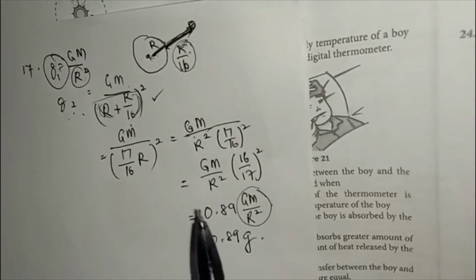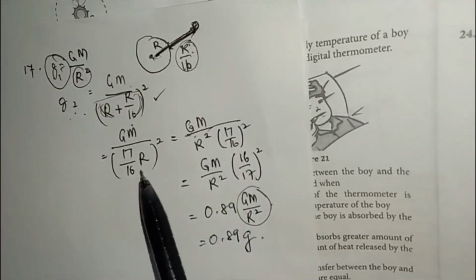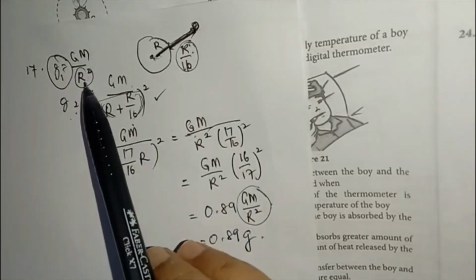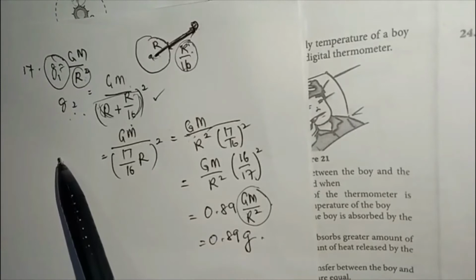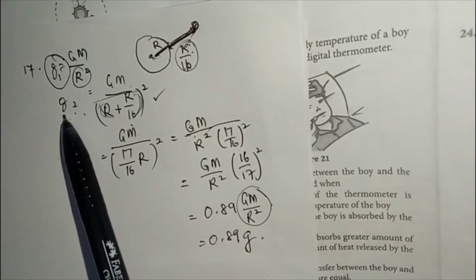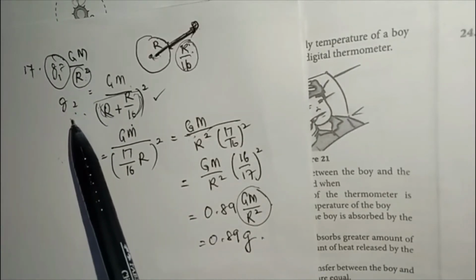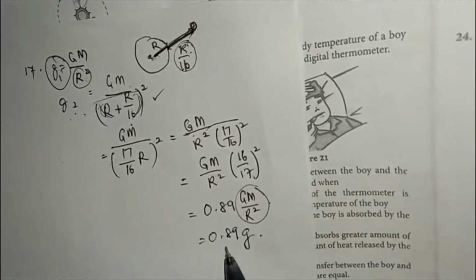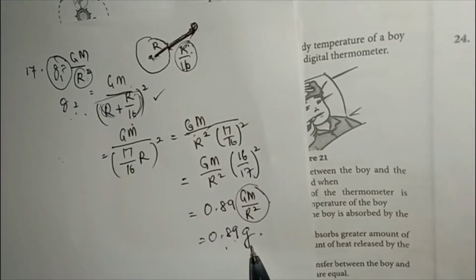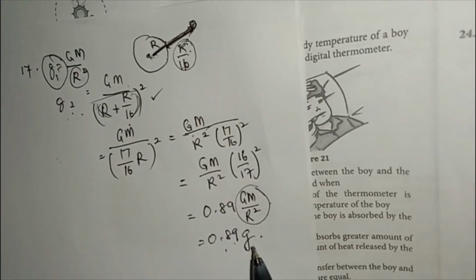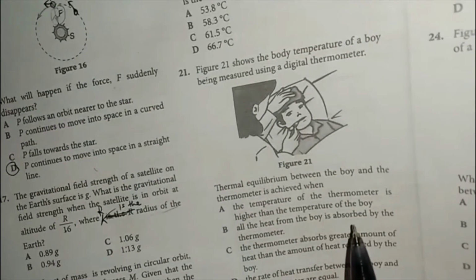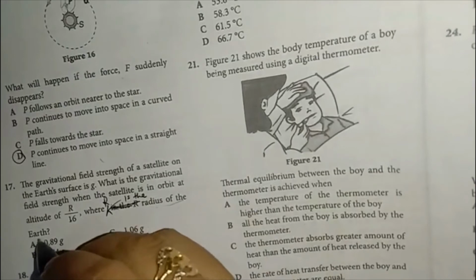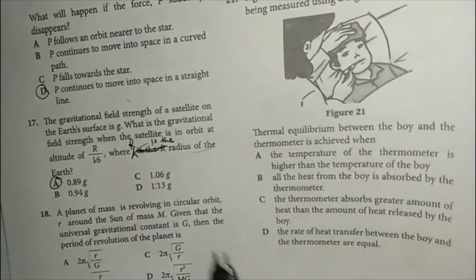You can see here, you need to rearrange the formula until you can get this term, because you want to relate to the value of g here. Okay, so the gravitational acceleration of the satellite equals 0.89 g on the surface of the Earth. Answer is A.